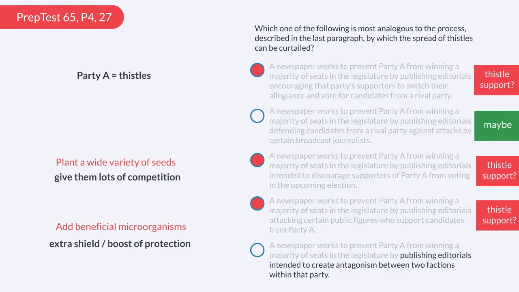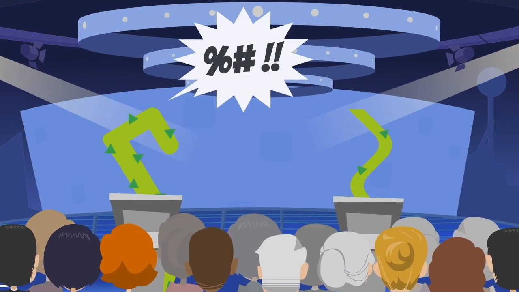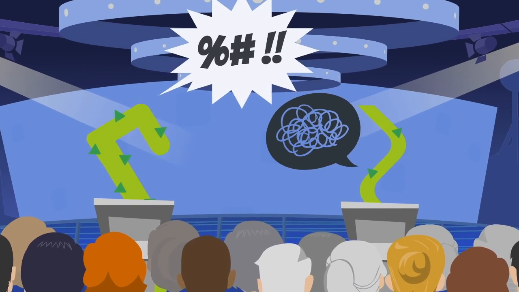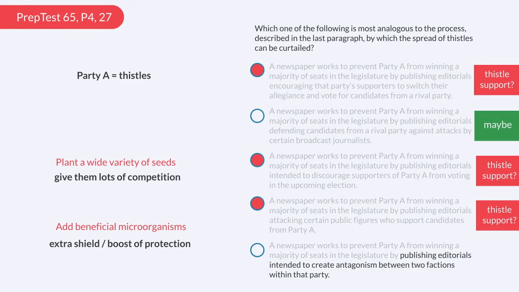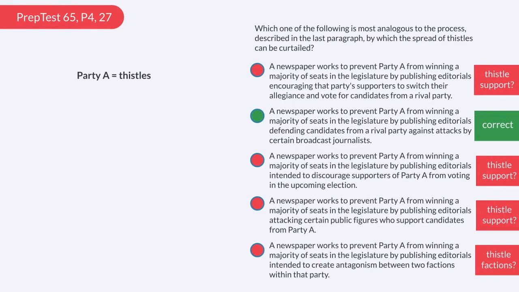And then finally, E is saying that we're going to add these microorganisms to create antagonism between factions within the thistle party. It's gotten so contentious. Thistles, can you just not have some civility? So here the problem would be, what do we mean by factions within the thistle party? There weren't two different types of thistles fighting against each other. So it looks like B is our best chance at matching.